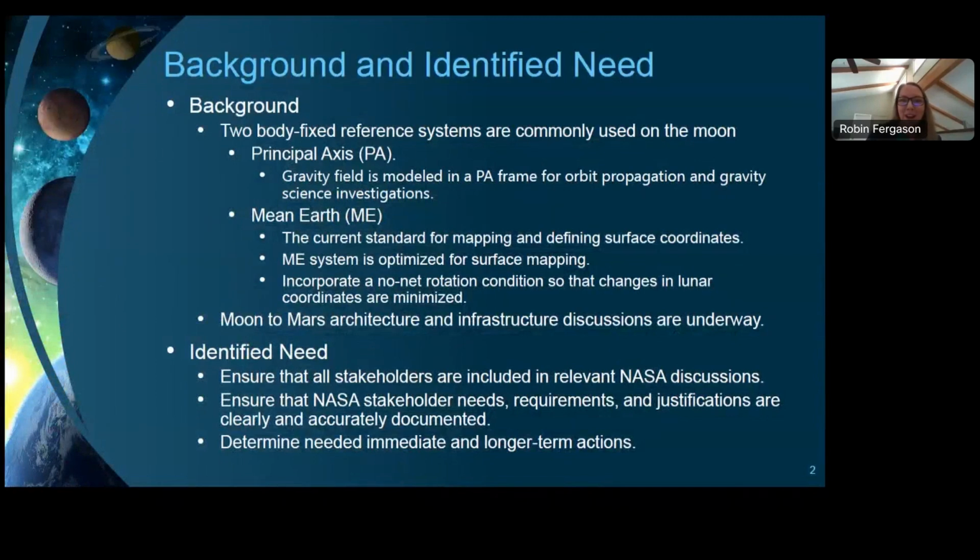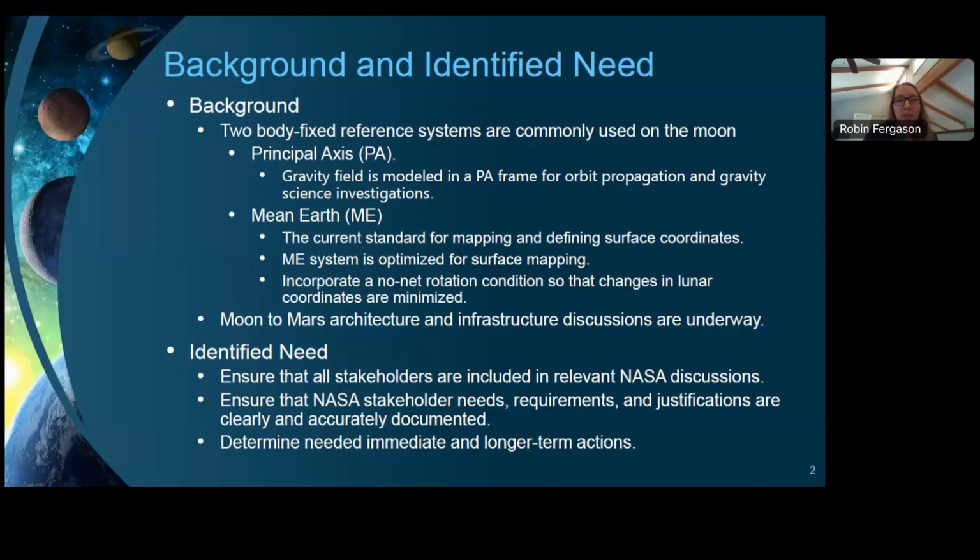So again, as you heard in the previous talk, currently there are two body fixed reference systems commonly used on the Moon. The principal axis system is used to model the gravity field for orbit propagation. It's also commonly used for gravity science investigations. And the mean Earth system is the current standard for mapping and defining surface coordinates as recommended by the IAU and several other groups. This system is also optimized for surface mapping. It incorporates a no net rotation condition so that changes in the coordinates can be minimized between updates.